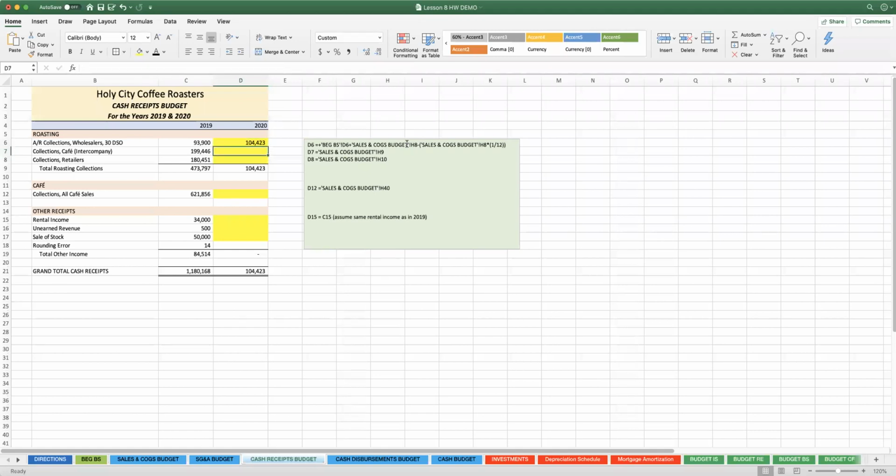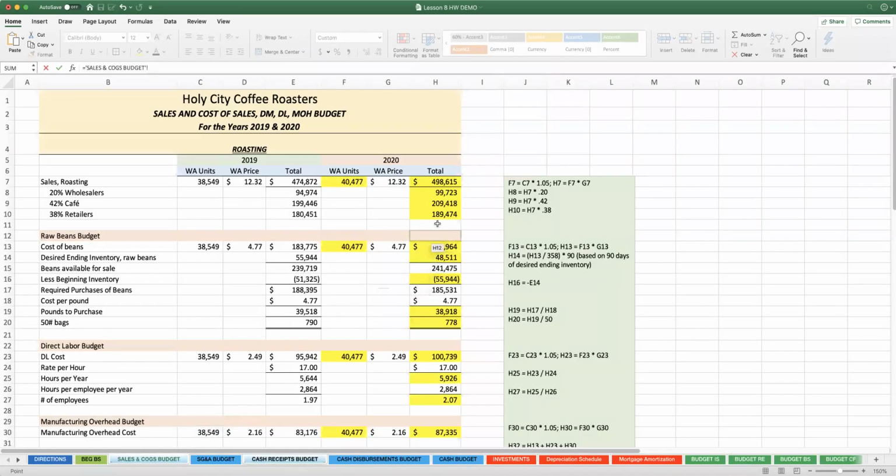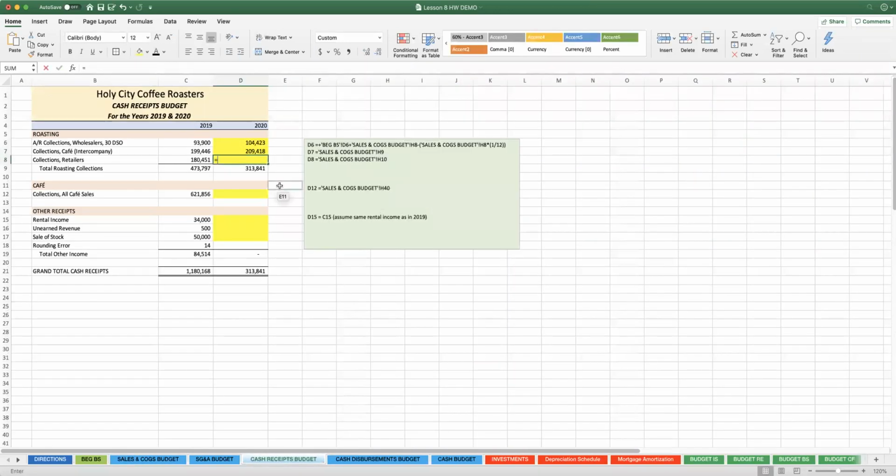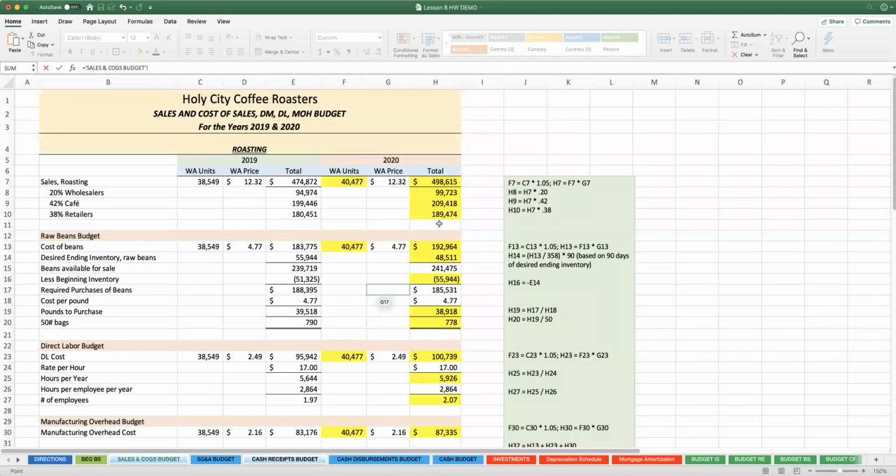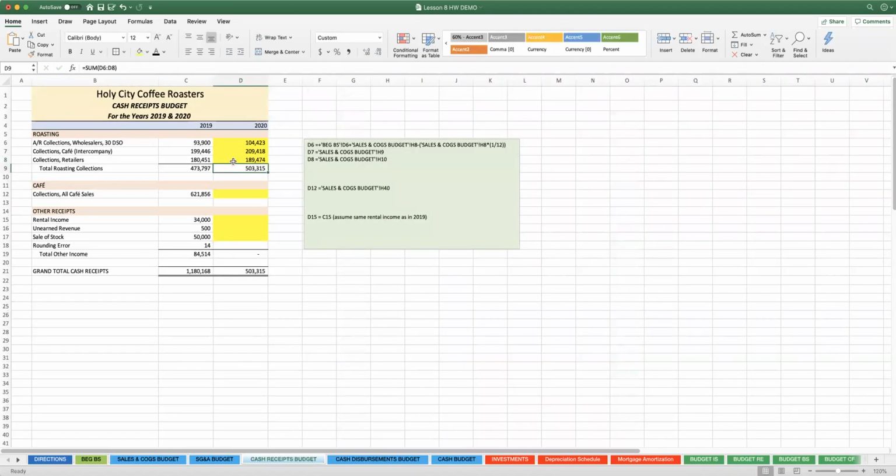All right, the collections in the cafe are over on the sales in H9. So let's go get that. In the sales H9, that's the cafe amount right there. And then the other one was in cell H10, that's this one. Okay, so we got those three pieces. We got the wholesaler amount, backing out 1 month for accounts receivable. These are cash sales and these are cash sales. This is actually intercompany, but we're gonna treat it like cash and then we'll have the other side of it too, the payment. This is the receipt side.